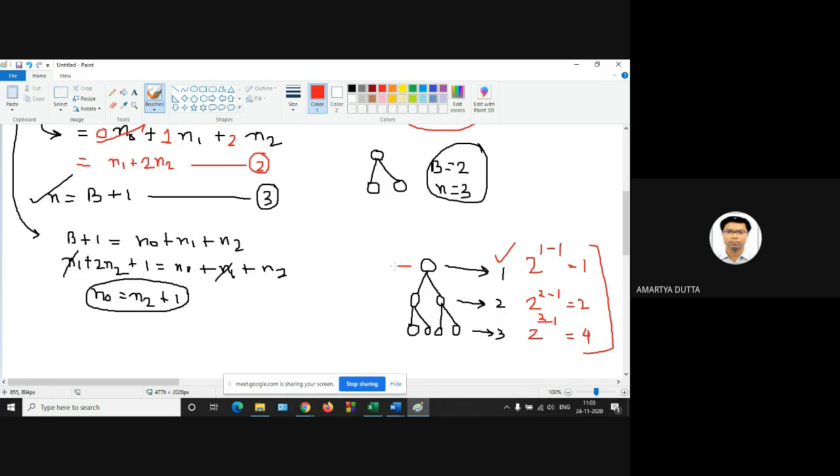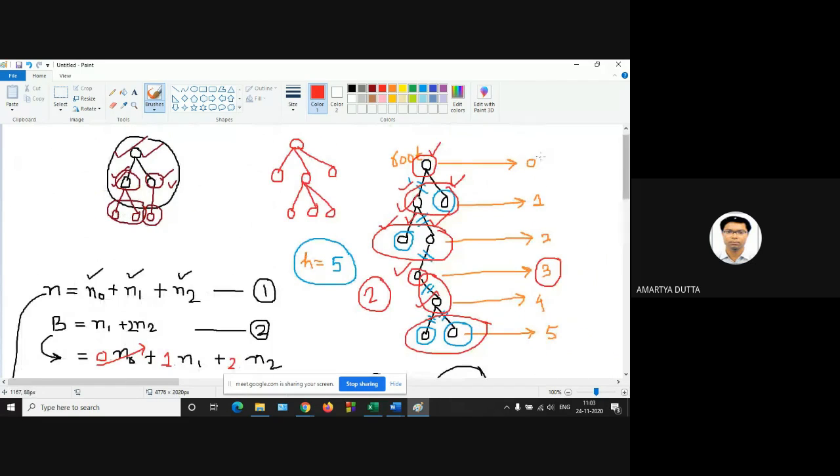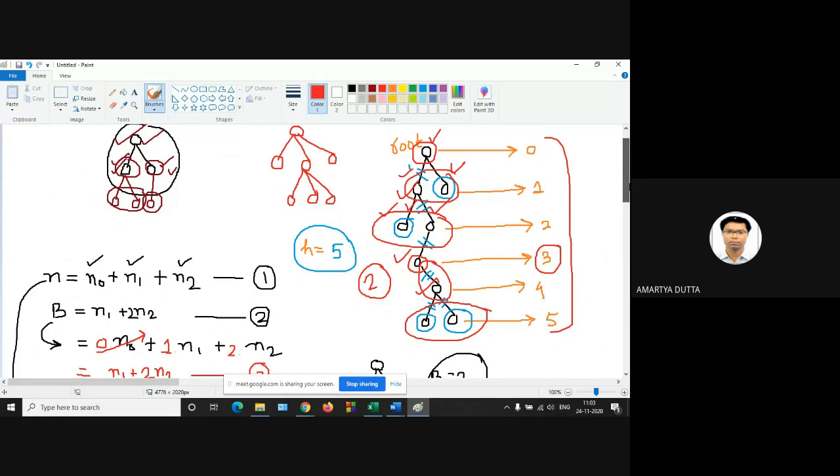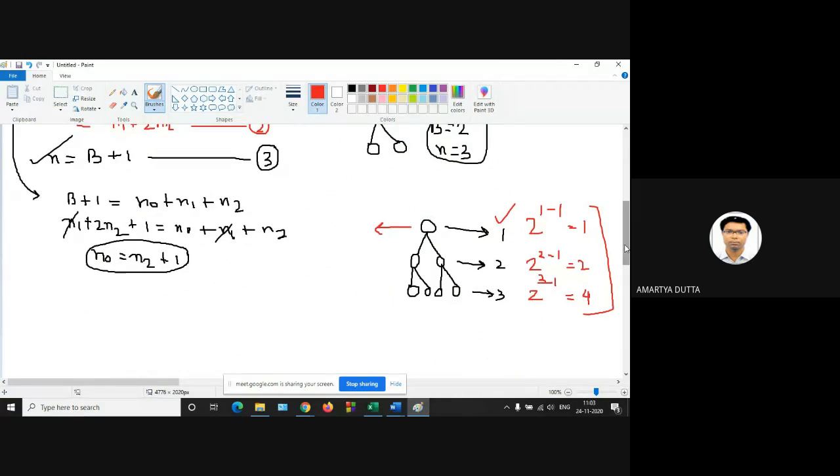Suppose I is starting from 0. Actually, this is the notation for Coreman. Coreman follows this notation, starting from 0. But Horowitz Sahni and Lipschutz, these books follow the notation starting from level 1. Let this be level 0, this is level 1, this is level 2. Starting from level 0, can you modify the lemma?